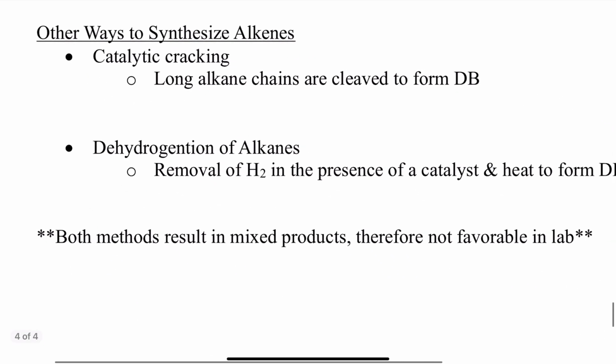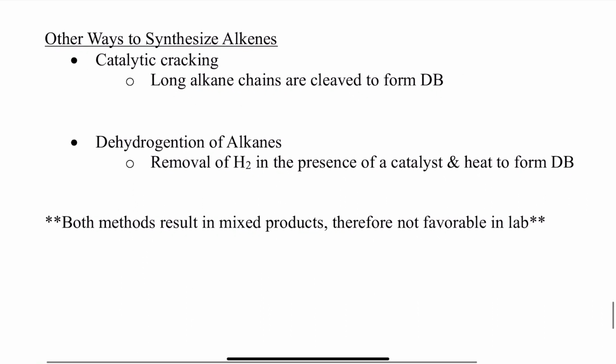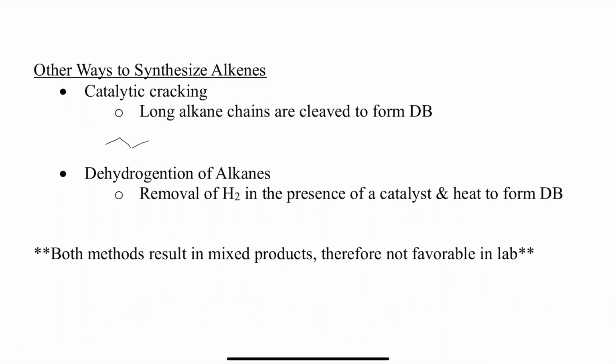So lastly, a few other methods that we could use to synthesize alkenes. There's catalytic cracking and the dehydrogenation of alkanes. So catalytic cracking is essentially just cleaving really long chains of alkanes to form a double bond. So if we were to have octane, we could cleave this long chain, and then we would have pentane, and your shorter chain would have propene. Your shorter chain is what gets your double bond.